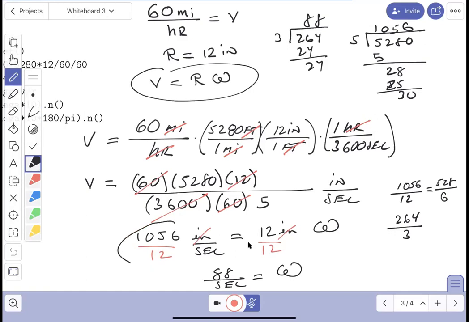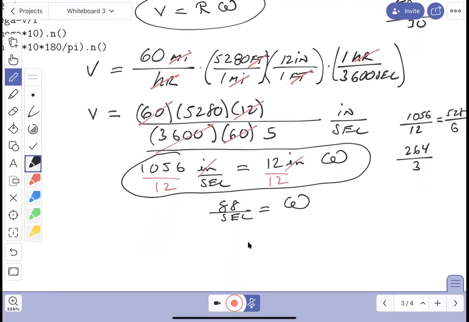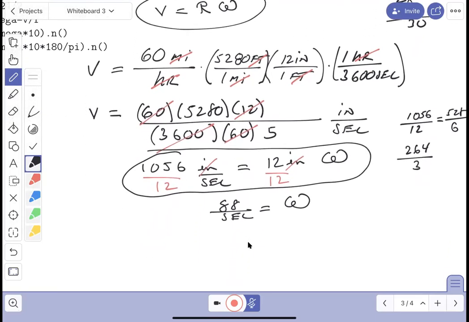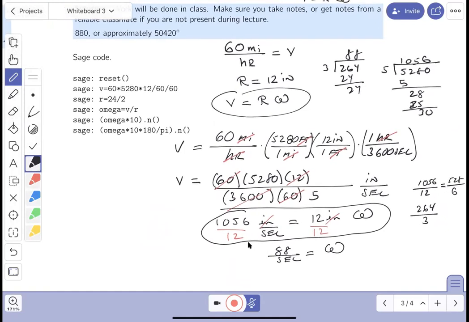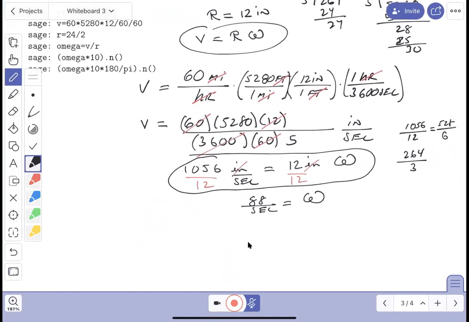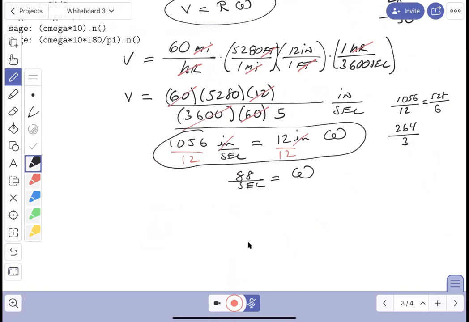So what I did was I put down V equals R omega. So I know what omega is. Now someone says, did they ask for that? No. What did they ask for? What's the angle that would go through in 10 seconds? Well, I can do that. So it's going to be omega times 10 seconds. And let's see what happens over there. What do you get? 88 over seconds times 10 seconds. What cancels here? Seconds cancel. And what do you get? Something pretty simple. You get 880.